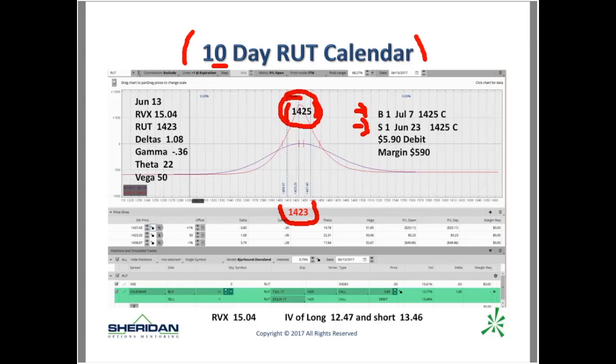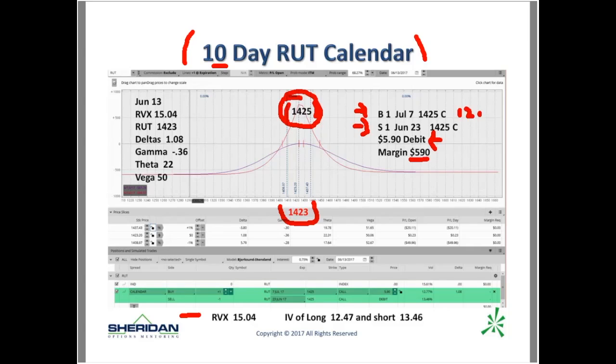The debit is 590. Calendars are going to be a debit transaction, and that's your risk. Your risk is what you pay, same as a long call. So if I do one contract and I pay 590, my margin or risk is 590, right? Just like if I bought a long call at 590, that's my risk. If I buy a calendar at 590, that's my risk. Agree?